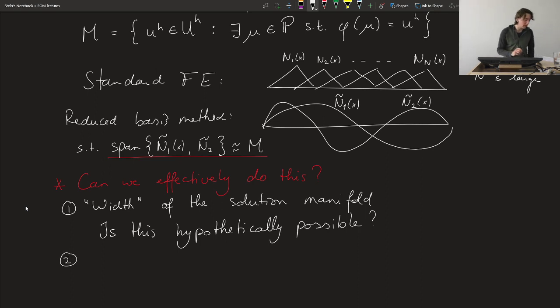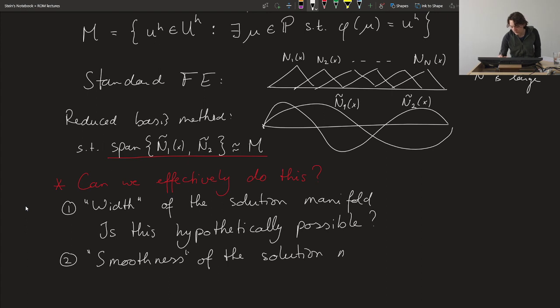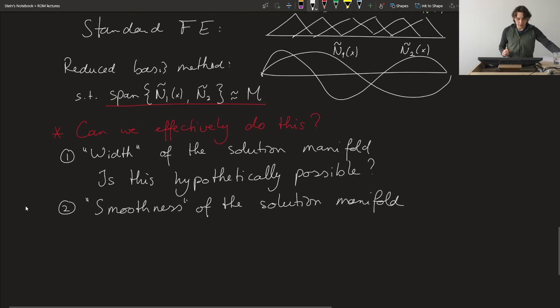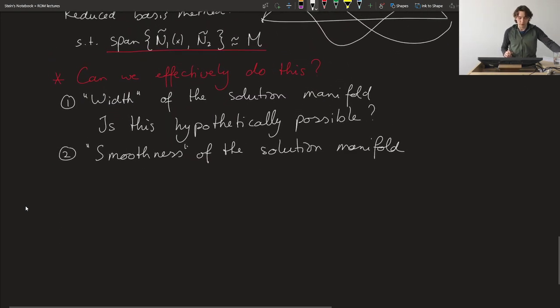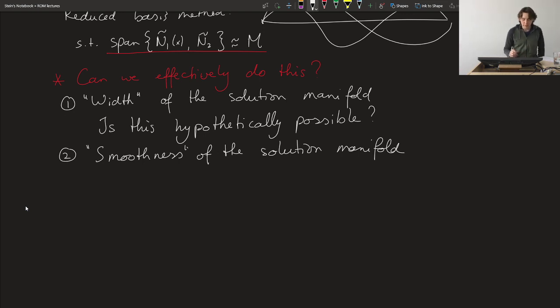And the second requirement that we really have is regarding the smoothness of the solution manifold. I'm putting this in quotation marks because I'll address exactly what I mean by this in a second. So the width and the smoothness of a manifold. Firstly though, the second point, what is that about? That's really about if this is practically effective. So the first property, the width, is about if this is hypothetically possible, and if this is smooth or not relates to if this is practically effective.